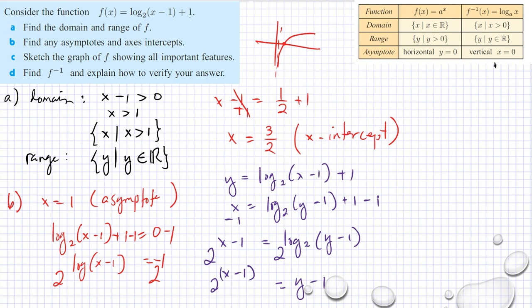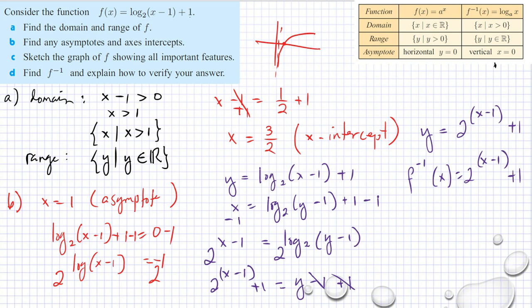Maybe it's better if I do that. Now if we add 1 to both sides of the equation, we have y is equal to 2 raised to x minus 1, plus 1. That's our inverse function. So the inverse function of x is equal to 2 raised to x minus 1 plus 1.